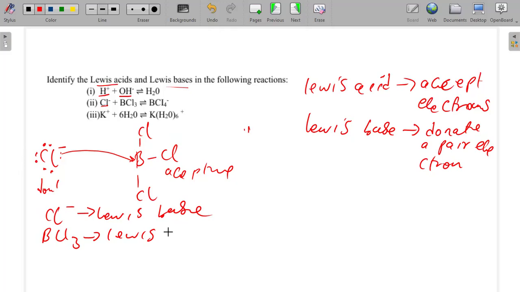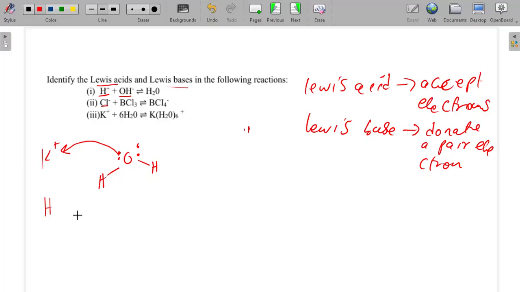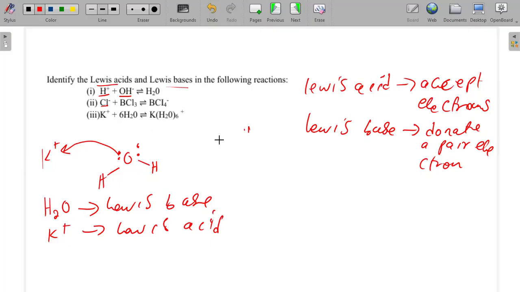Okay, so let's do the last one. We're having potassium and water. If you look at the water molecule, with hydrogen there and hydrogen there, the oxygen has two lone pairs of electrons, isn't it? So it's the one that is going to donate one of the lone pairs of electrons to potassium. Remember, electrons are negative, so they get attracted to the positive charge. That's why the water easily donates these electrons to the positively charged potassium ion to form K(H2O) plus. So the water molecule, H2O, is the one donating electrons, so it's the Lewis base in this case. Then the potassium ion is the one that is accepting electrons, so it's going to be the Lewis acid. Okay, so that's all for this question.